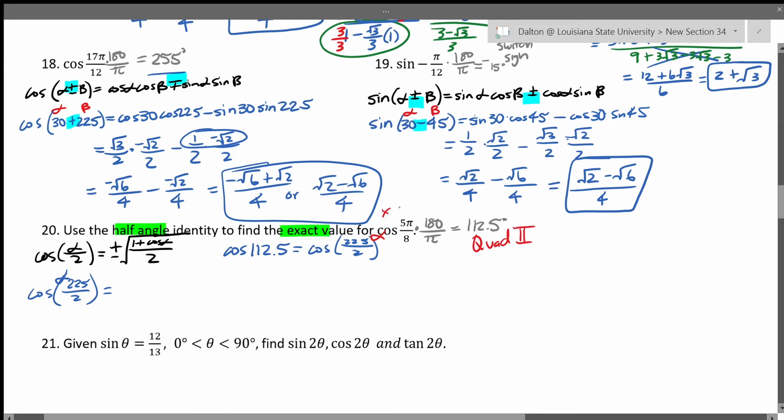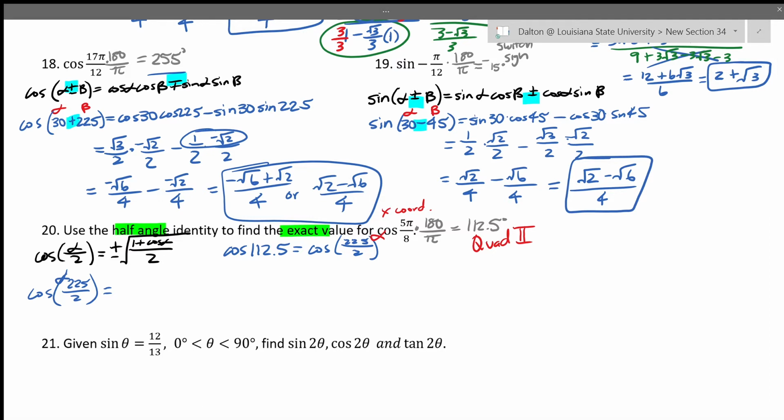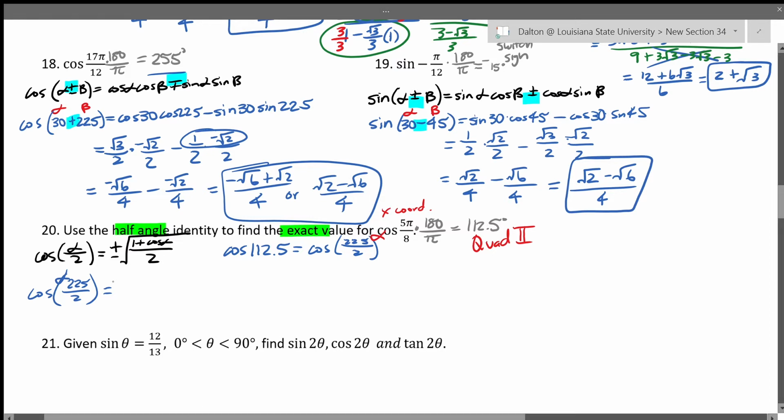Cosine is my x-coordinate, and I know that x-coordinates in quadrant 2 are negative, which is why I'm going to choose negative. So now I'm going to have negative square root of 1 plus cosine of alpha is 225 all over 2. And then I just need to keep simplifying. So I'm going to have negative square root of 1 plus cosine of 225 is going to be negative square root of 2 over 2, all over 2.